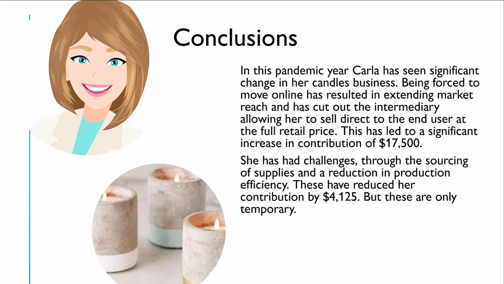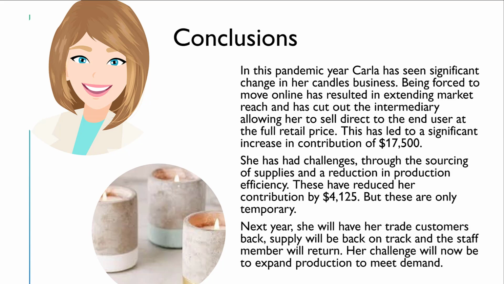But she's had her challenges. Through sourcing of supplies and a reduction in production efficiency, these have reduced her contribution by 4,125. But however, these are actually only temporary. So next year, she will have her trade customers back, supply will be back on track, and the staff member will return. Her challenge now will be to expand production to meet demand. So well done, Carla. She's got a good rosy year ahead of her.